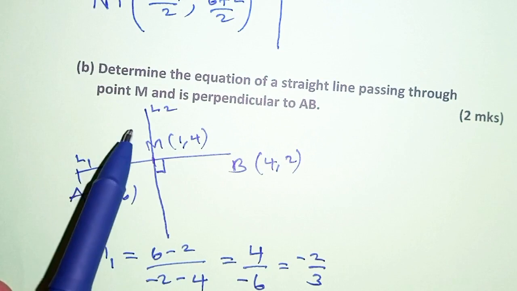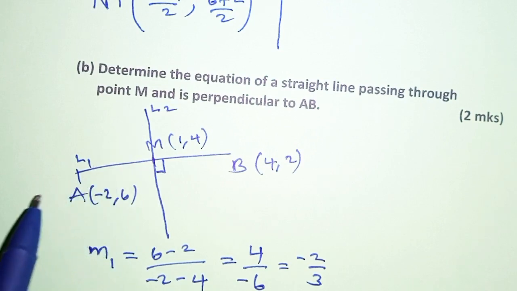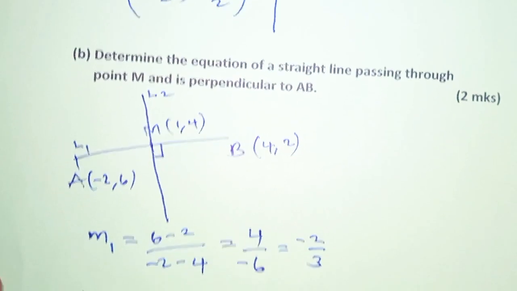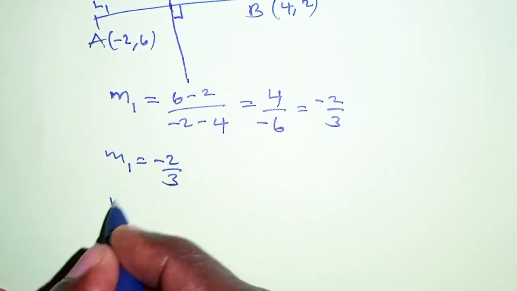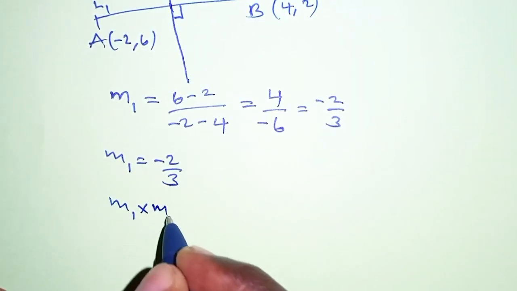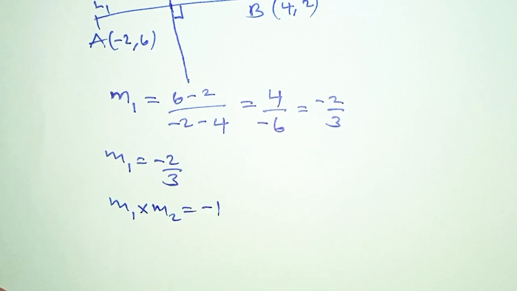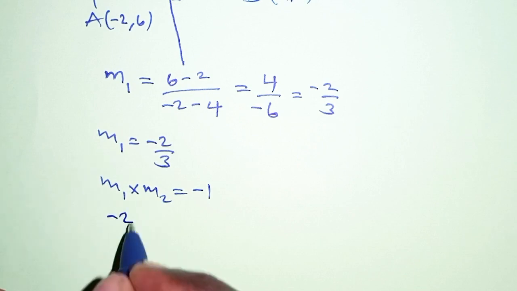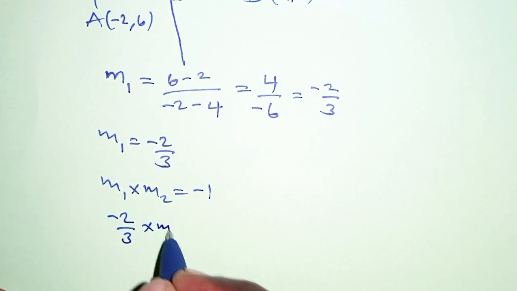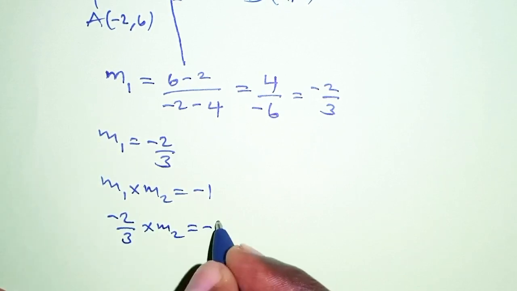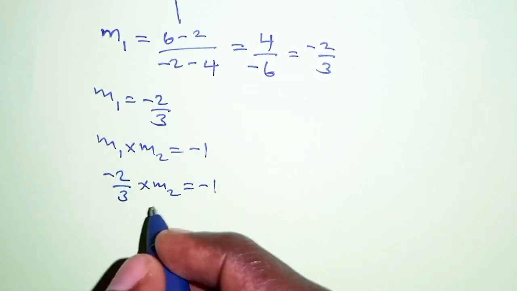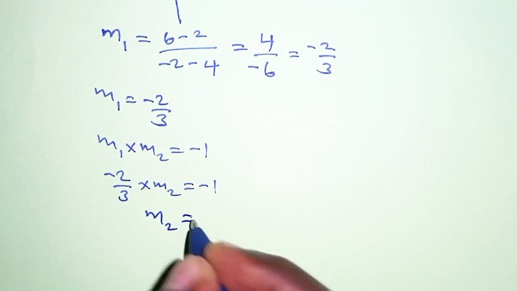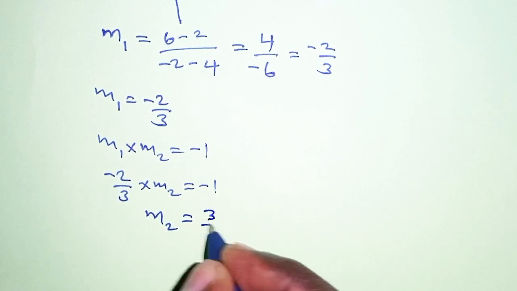So if M1 is -2 over 3, but we are looking for the gradient of line 2. Remember, we are required to get the equation of this line 2, which is perpendicular bisector of AB. So if they are perpendicular to each other, we can say gradient of line 1 times gradient of line 2 is equal to -1. So let's use this to get the gradient of line 2. So here we have -2 over 3 times M2 is equal to -1. From here, our working should give us M2 is equal to +3 over 2.